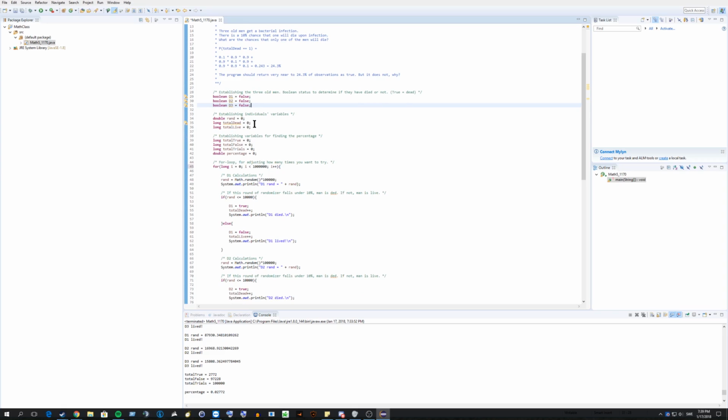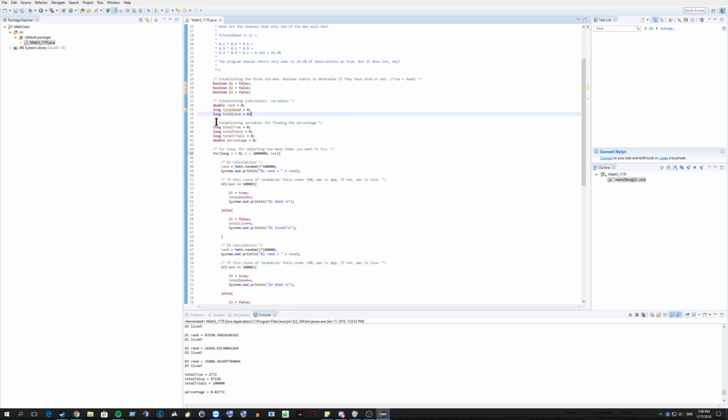But then we have total dead and total live. These are basically going to be used for taking care of how many have died and how many have lived. So we can find out in this trial whether it has only been one that died. And so if it's only one that dies, that fills our conditions. These are for finding the percentage, so total true observations, total false observations, and total trials. So basically, we'll get there later, and then the percentage.